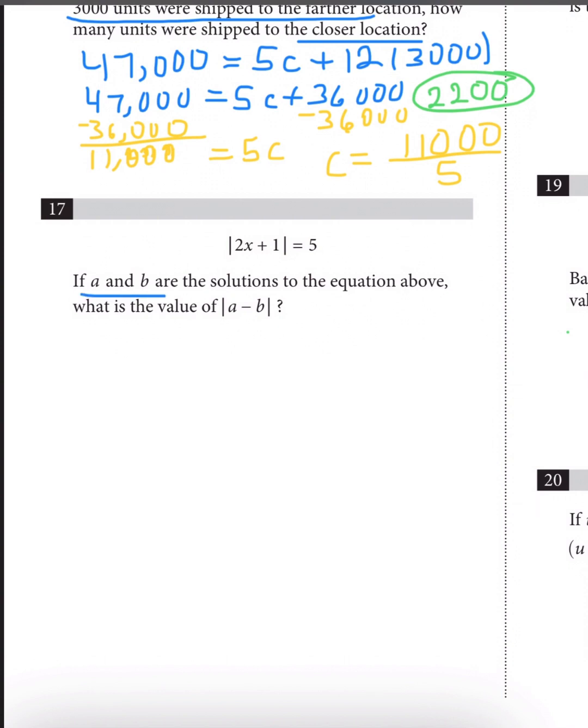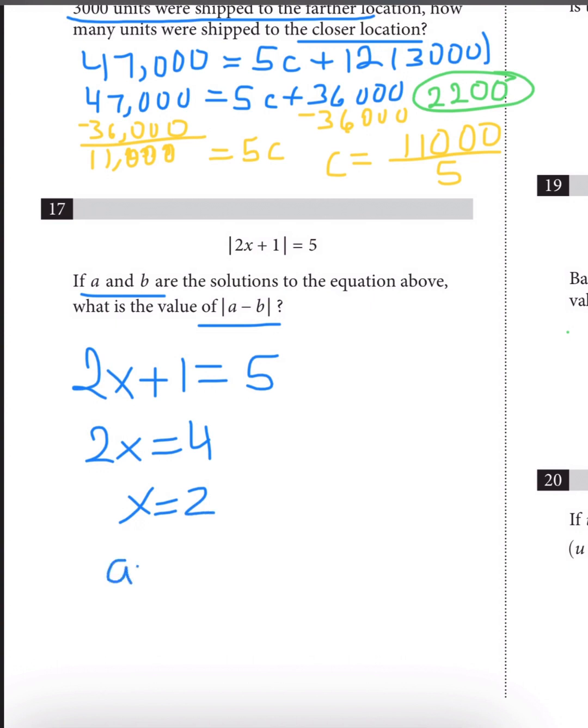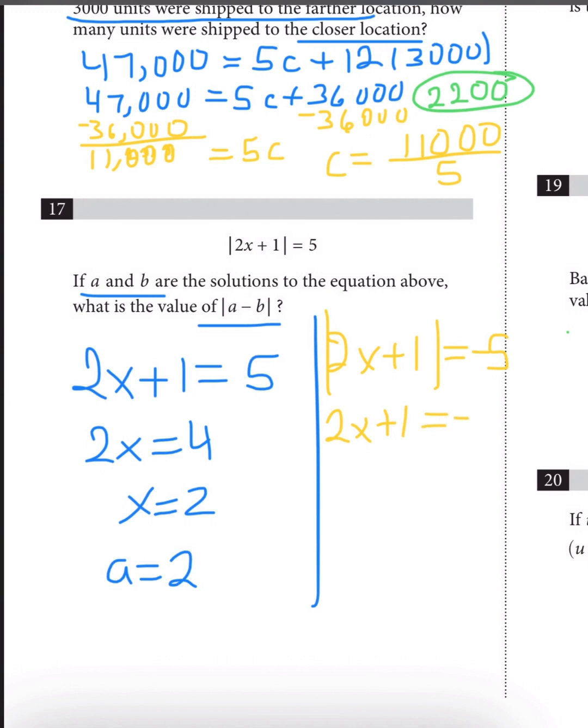If A and B are the solutions to the equation above, what is the value of A minus B? Okay, so A can be the first solution, so 2x plus 1 equals 5. I just took out the absolute value bars, that's all I did. So 2x equals 4, x equals 2. So we can say A equals 2. Now we can do the other side. 2x plus 1 equals -5, then 2x equals -6, x equals -3.